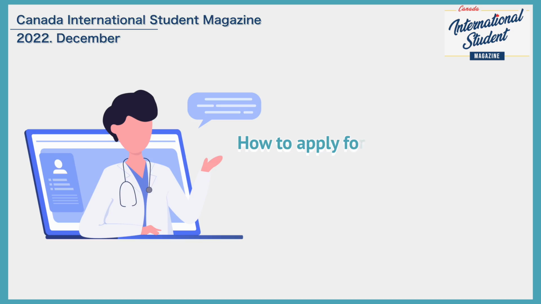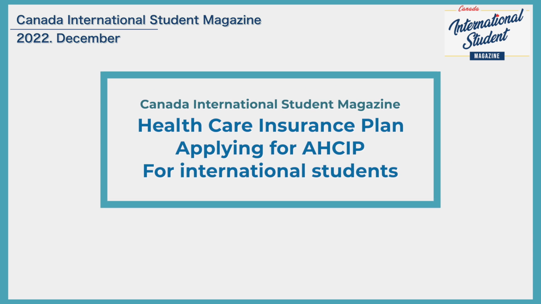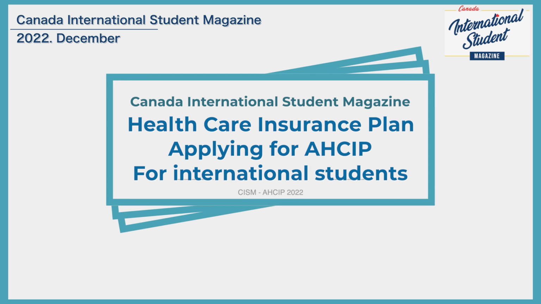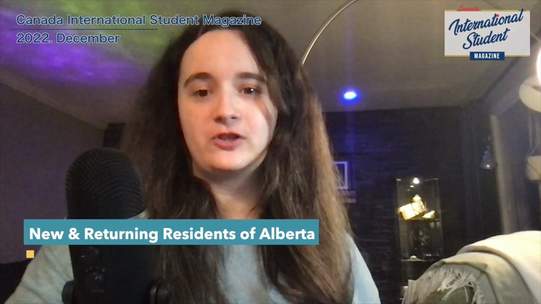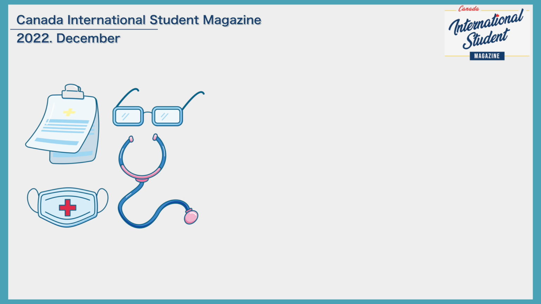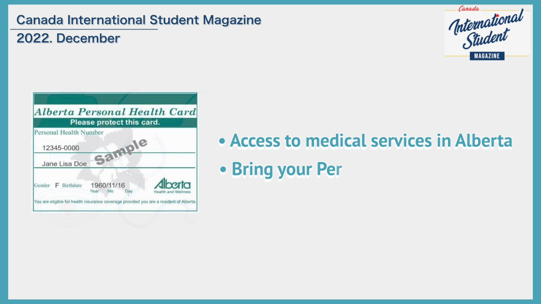For today, we'll be showing you how to apply for the Alberta Healthcare Insurance Plan, or AHCIP for short. Whether you are a new or returning eligible resident to Alberta, you must register for the Alberta Healthcare Insurance Plan. By registering in the AHCIP, you have access to medical services in Alberta. And when you access medical services, you must present your personal health care card as well as photo identification.